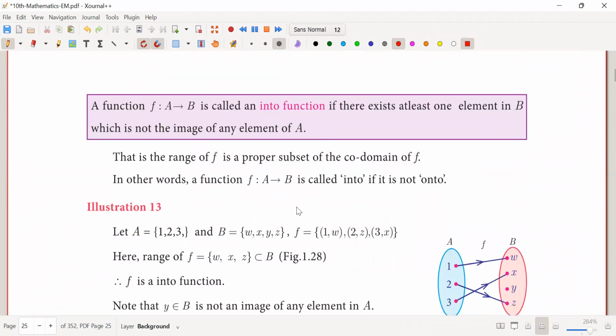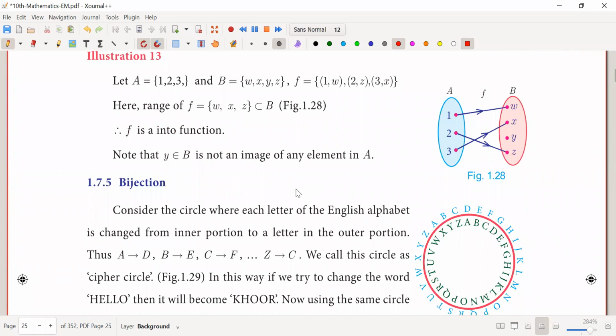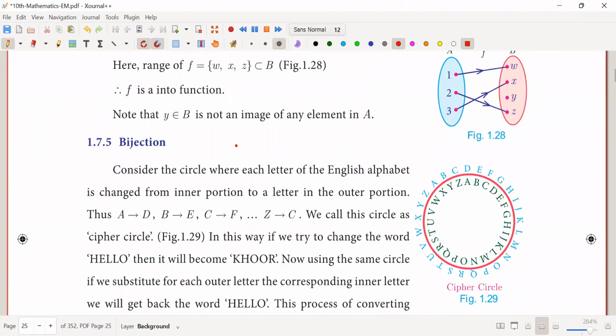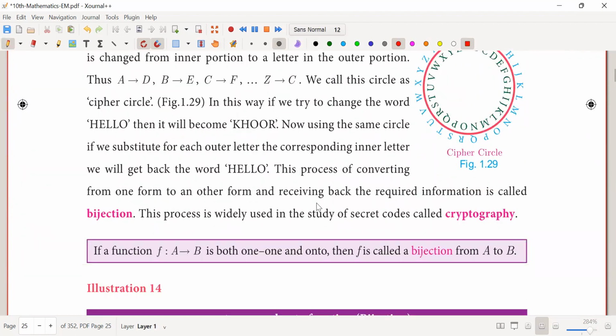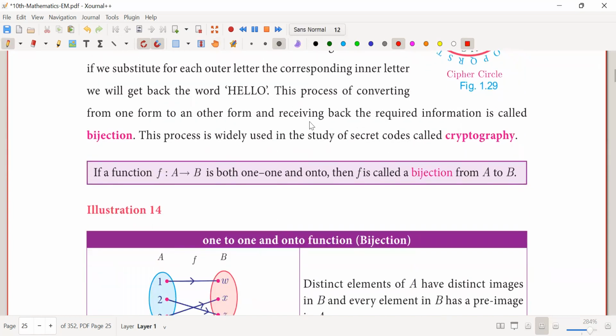When we combine one to one and onto, it is known as a bijective function or bijection. All right, that is bijection. One to one, that is unique, and also codomain equal to range. Then it is a bijective function.